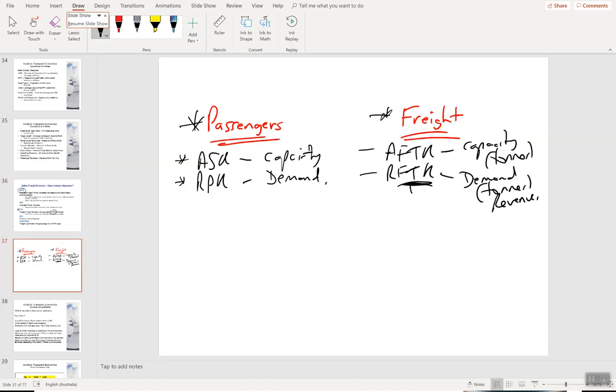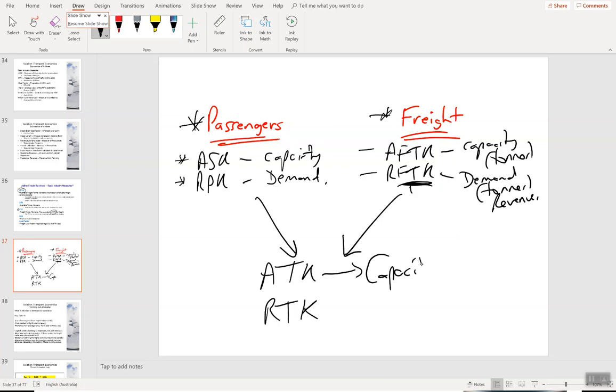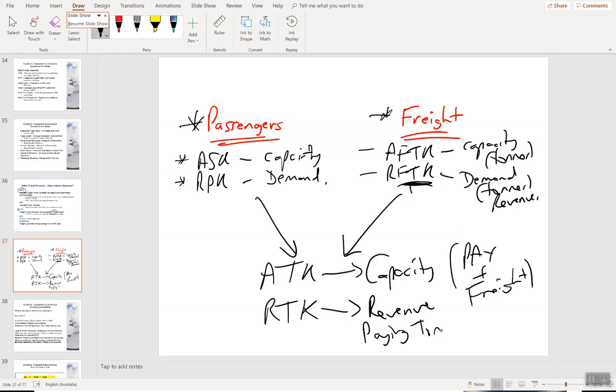So that's your passengers and your freight, and then if you put the two together, because a plane can carry both passengers and freight, then you get available ton kilometres and you get revenue ton kilometres. Okay, and available ton kilometres is capacity, which is passengers plus freight, and revenue ton kilometres is your revenue paying tons, and again that's passengers plus freight.